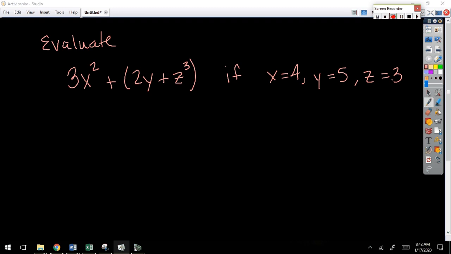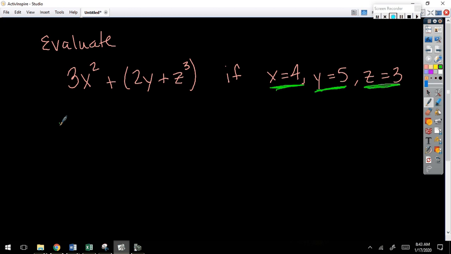What do you think? What are your thoughts as you see a problem like this? Yes? I think you're absolutely right. I think we should plug in for the variables that you see because they're telling us what they equal, right? They're telling us that every time you see an x, replace it with what? 4. And every time you see a y, replace it with 5. And every time you see a z, replace it with 3. So my new algebraic expression is not going to be algebraic anymore because it's not going to have any variables in it. It's just going to be an expression.